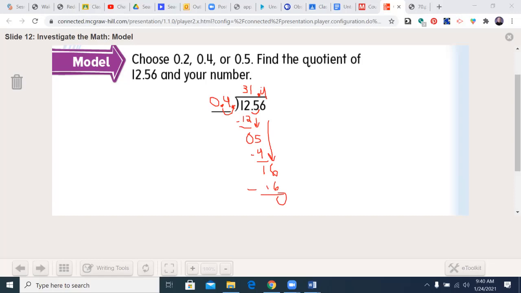31.4. And that makes sense because I could check my work. 31.4 times 4. 4 times 4 is 16. I put a 6. I regroup the 1. 4 times 1 is 4 plus 1 is 5. 4 times 3 is 12. There's one digit after the decimal point, so it's got to be one digit after the decimal point there. And it is the same number, 125.6.